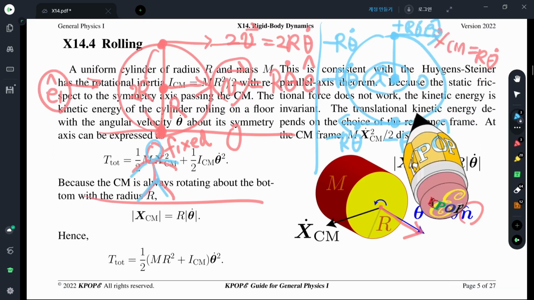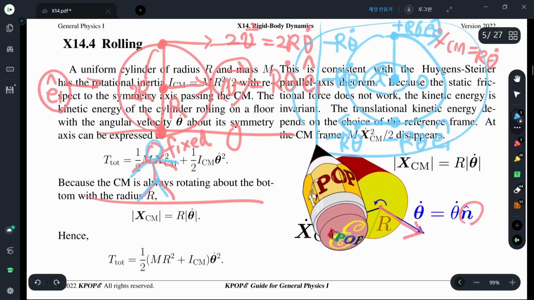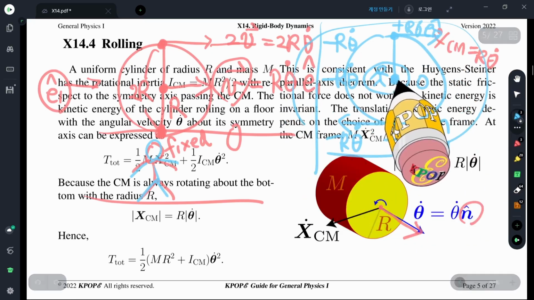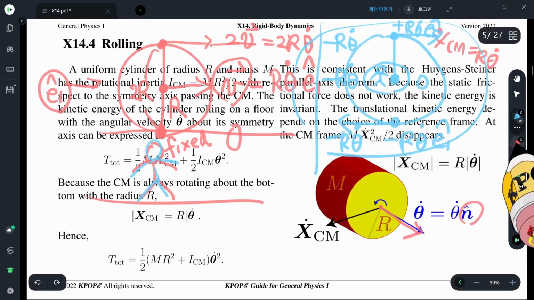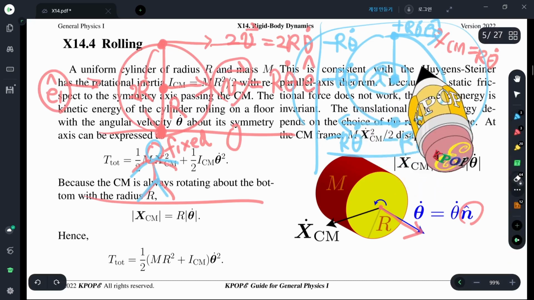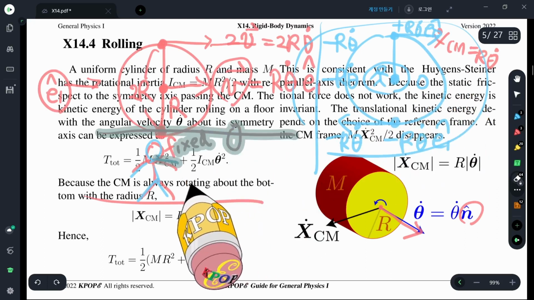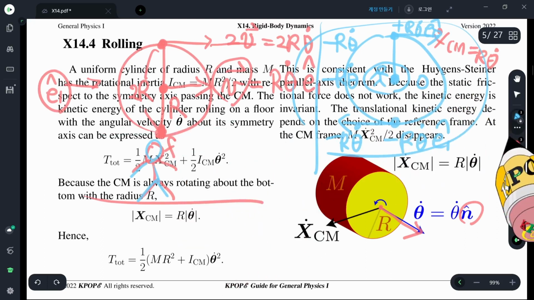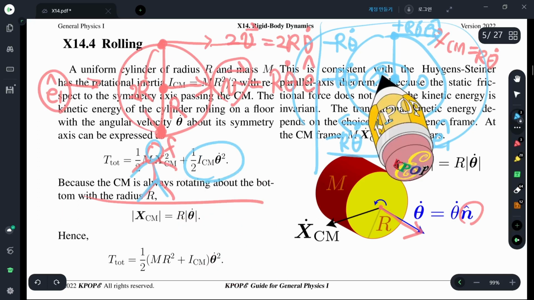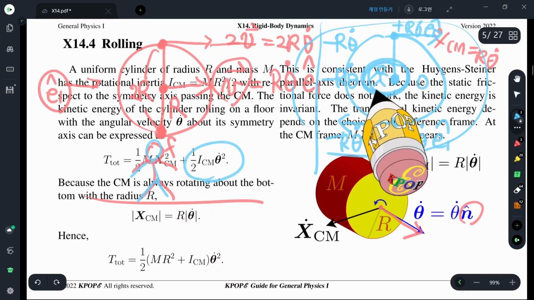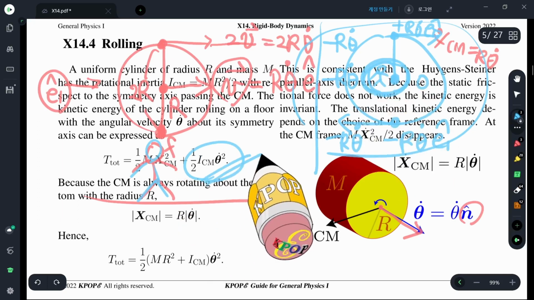Anyway, in the frame where you are at the center of mass, you measure the kinetic energy of the whole system. What you have done is just this one, this rotational kinetic energy. You have to measure at the center of mass. This is rotational kinetic energy.